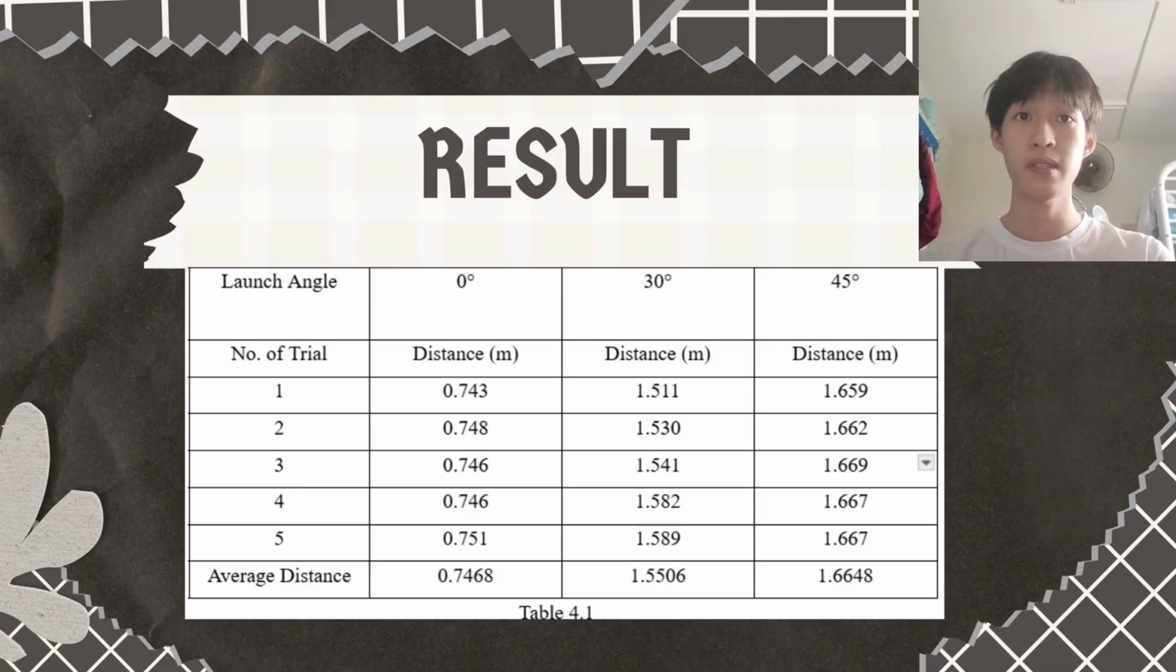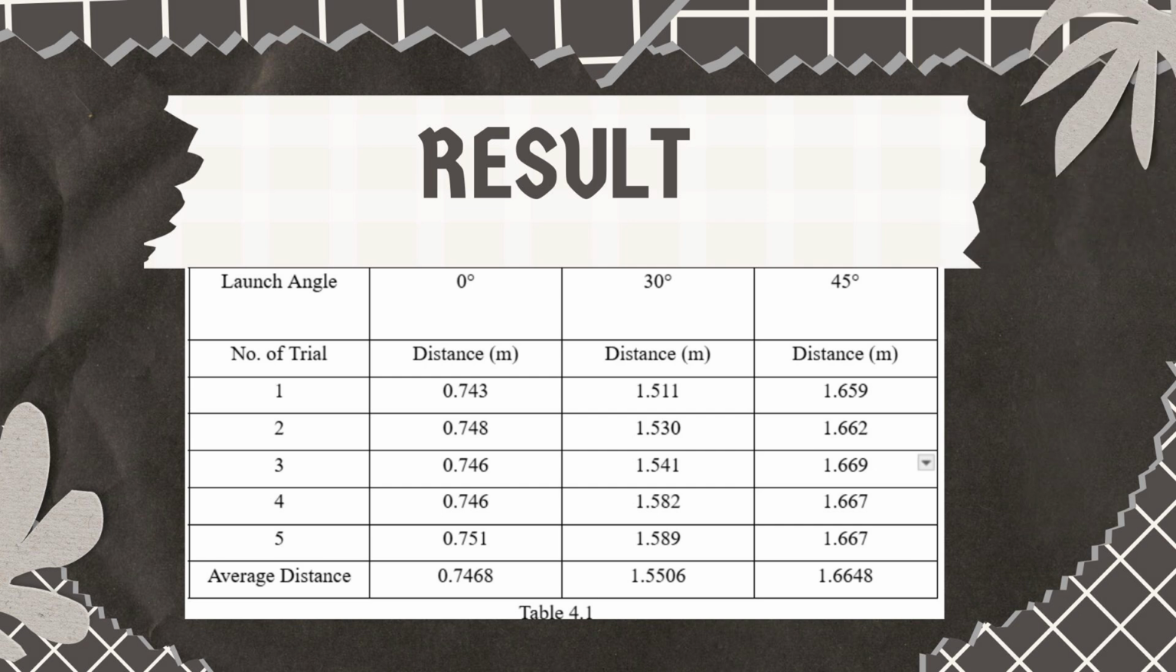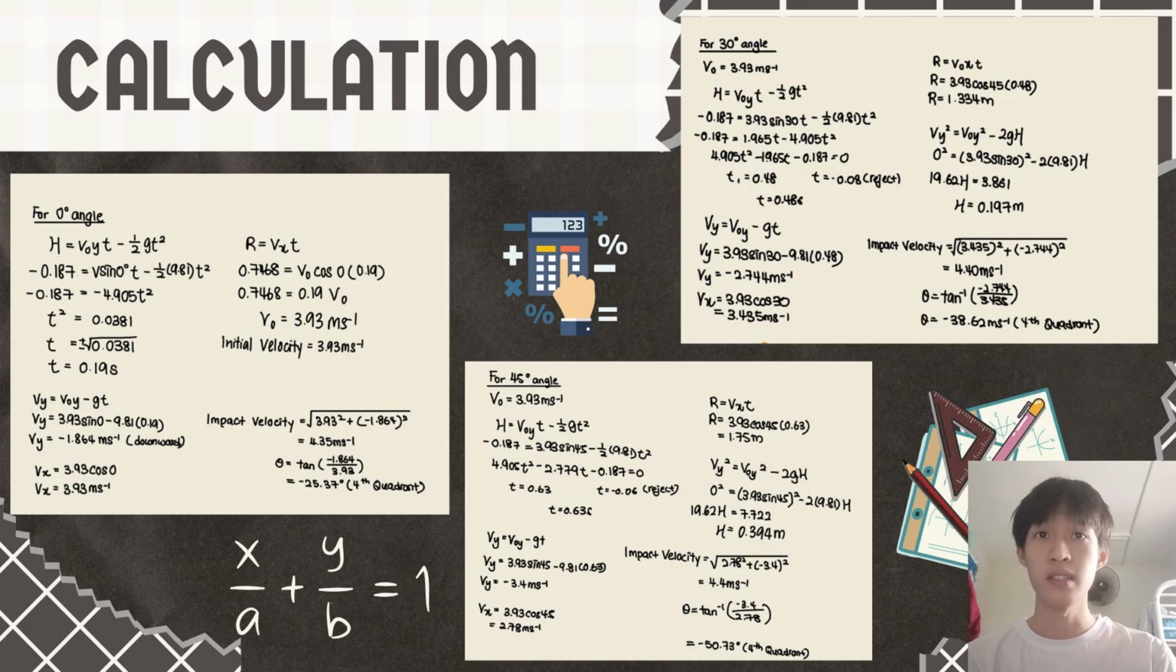So this is our experimental result for 0 degree, 30 degree and 45 degree launching angle. For the calculations, we start the calculations at 0 degree angle. First, we're using a formula to find the time of flight, and we use the time we calculated to find the initial velocity. In this way, we also can find the horizontal velocity and vertical velocity.